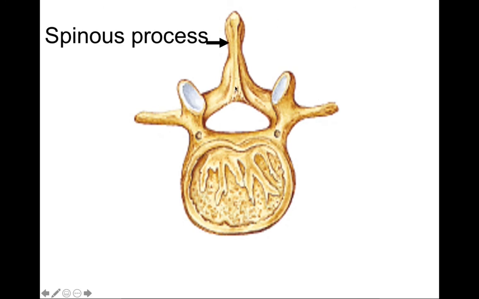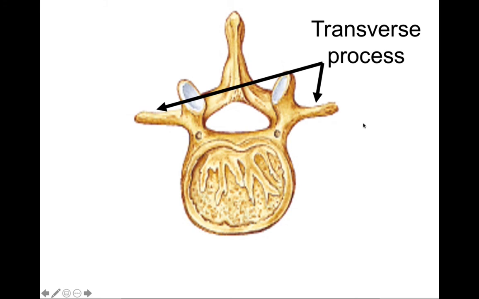The spinous process sticks out the center of the backside of the vertebra, and it can be felt along the spine, hence why we give it its name as the spinous process. Now we have 2 transverse processes, a right and a left, that will course out towards the side. And we're going to see that the shape of the spinous process and the shape of the 2 transverse processes will help us to distinguish cervical vertebrae from thoracic vertebrae from lumbar vertebrae.